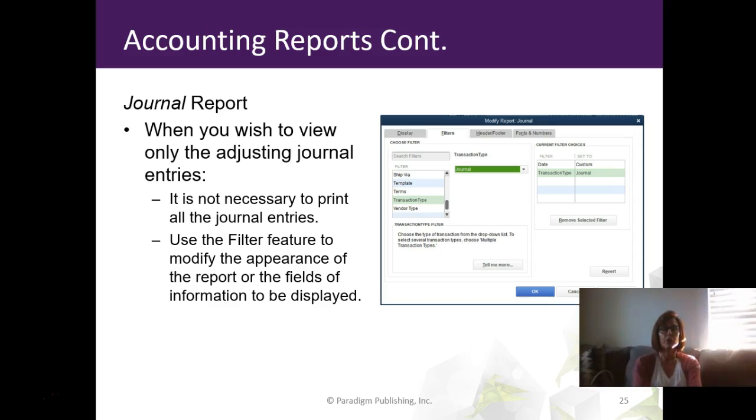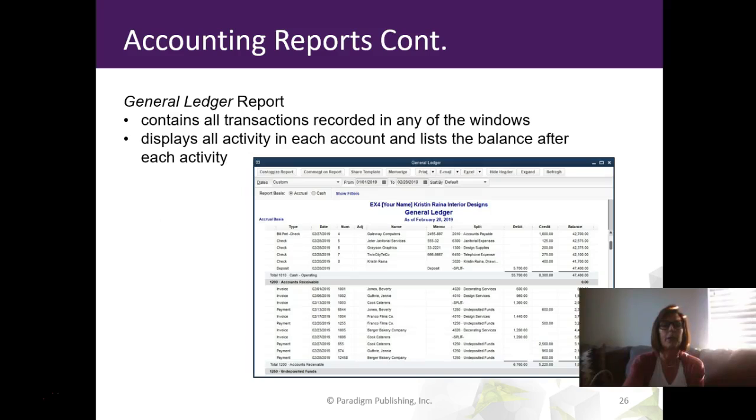Now, when it comes to printing your journal report, you may not want to print every single journal transaction. That could be potentially voluminous. So this is an opportunity for you to use the filter feature. When you're in your journal report, you can modify it, and then you can choose the filter tab. Once you get to the modify screen, it has these 4 tabs here at the top. You choose filters, and then this is where you can filter to only have, for example, your adjusted journal entries for that particular accounting period.